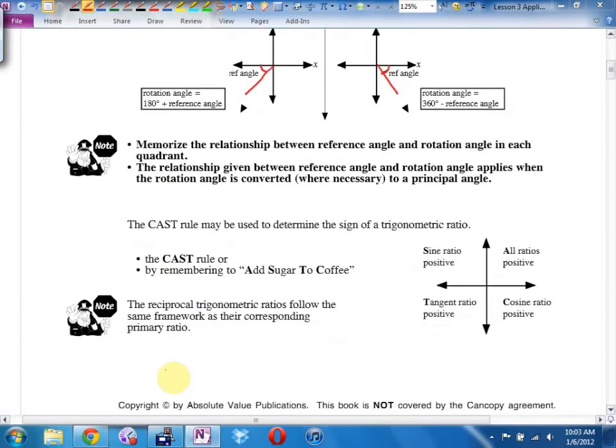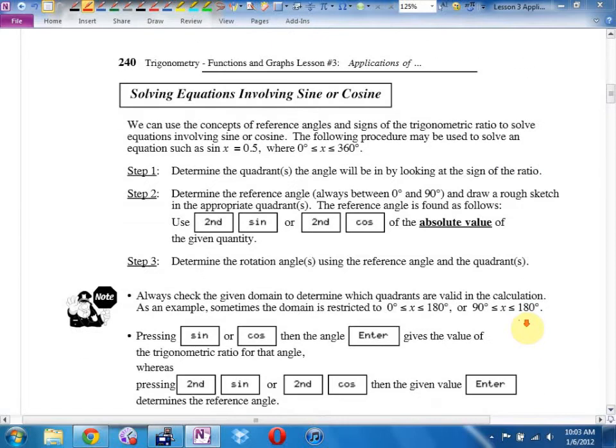We also introduced the CAST rule. Cosine is positive. All of them are positive. Only sine is positive, along with cosecant. And tangent and cotangent are positive. Oh, and I guess secant is positive down there, because secant goes with cosine. Where do we use this? Why do we need this? Why am I doing such a big song and dance about this? Turn the page. And get out your calculator.